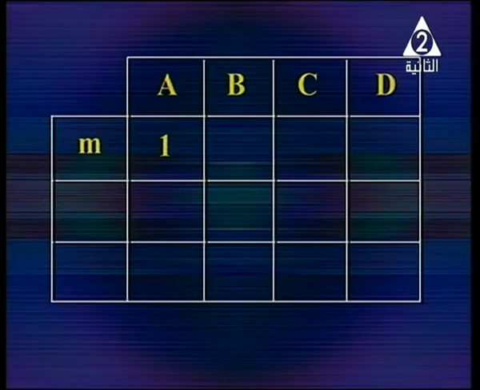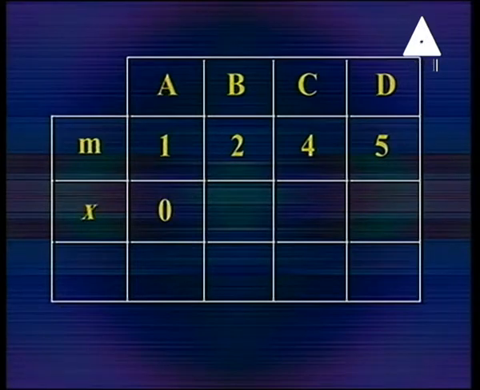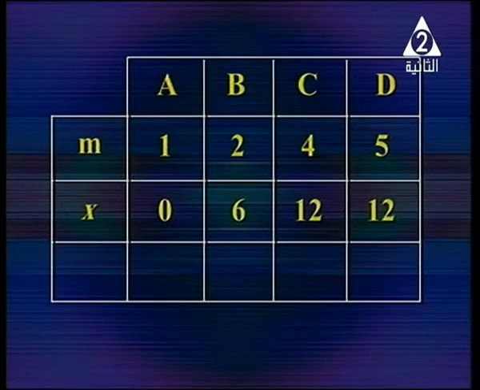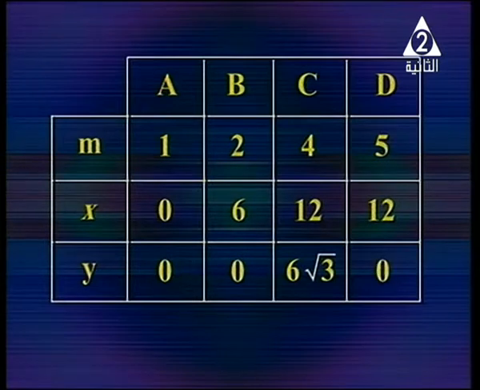Look at the table. We have point A, point B, point C, and point D as the vertices of the broken line. What is the mass at point A? 1, point B 2, point C 4, point D 5. What is the X coordinate at A? 0, at B 6, at C 12, at D 12. What is the coordinate of Y? At A it equals 0. Why? Because it's the origin point. Point B is 0, point C is 6√3, but point D equals 0.